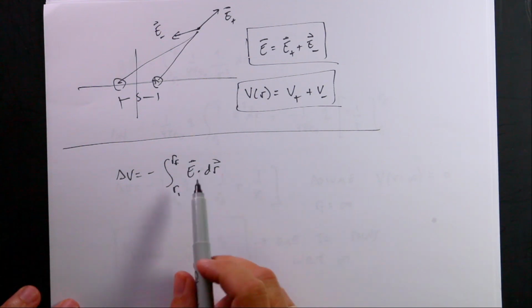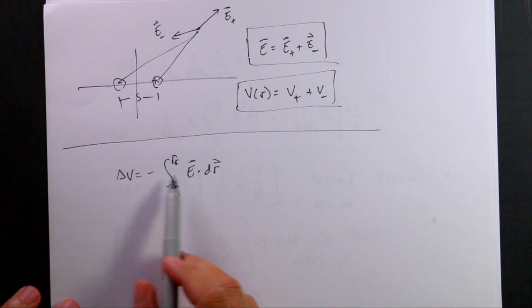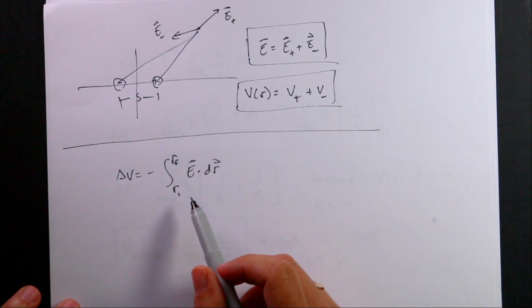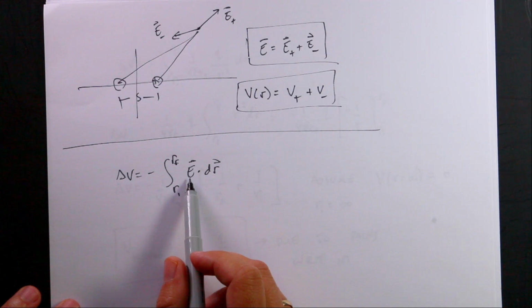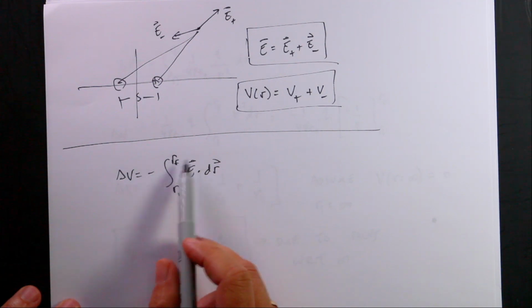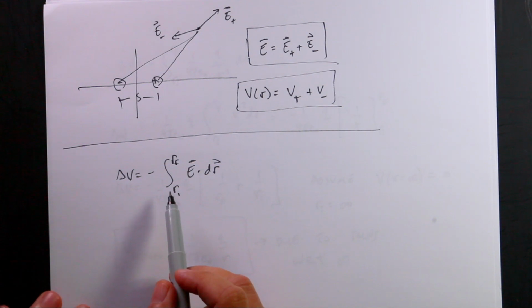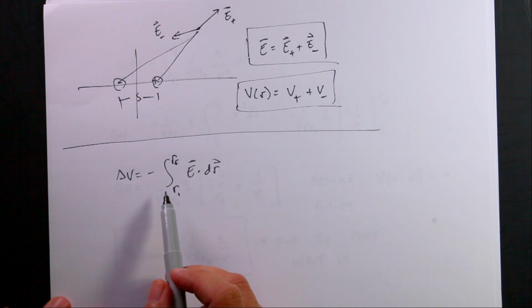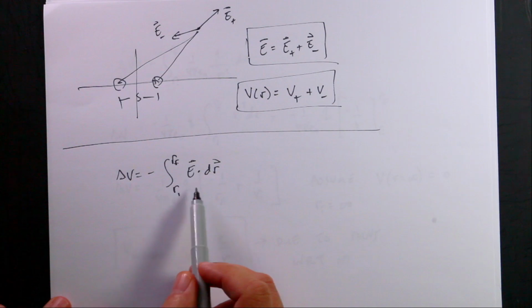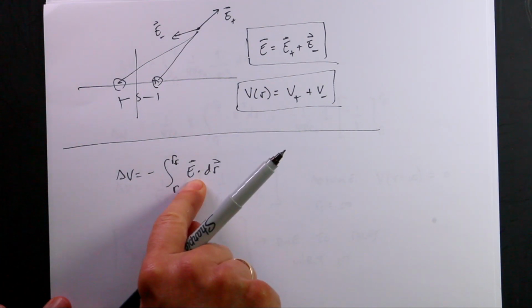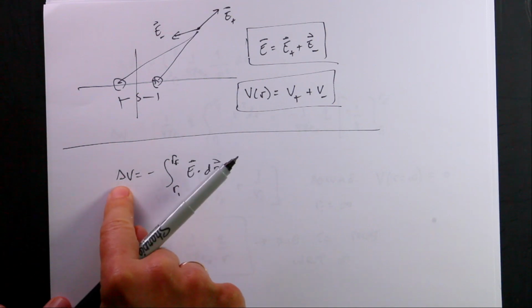Now, what if I want to go backwards? What if I want to take an electric potential and find the electric field? This is how I find the potential from the field. What if I want to go backwards? Well, there are two problems here. One, this is an integral, so I need to undo the integral. How do you undo an integral? With the derivative. And two, how do you undo this dot product? Because this electric field is a vector, and that's a scalar. So how do you take a scalar and get a vector?